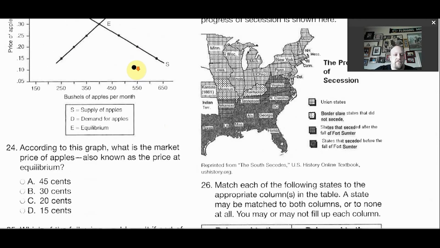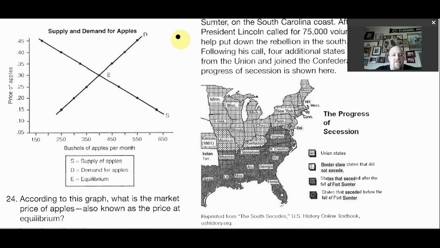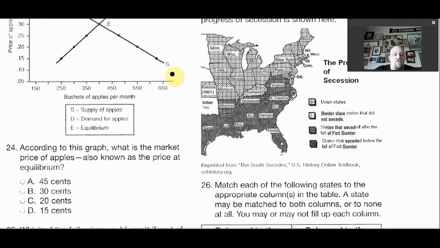This is illustrated in the graph below, which shows supply and demand for apples. So, price of apples, always look at your X and Y axis to see what you're looking at. Bushels of apples per month. So this is the price, this is how many. Supply, demand, and equilibrium. So supply, here's your demand, and then here's perfect equilibrium, what we're looking for.